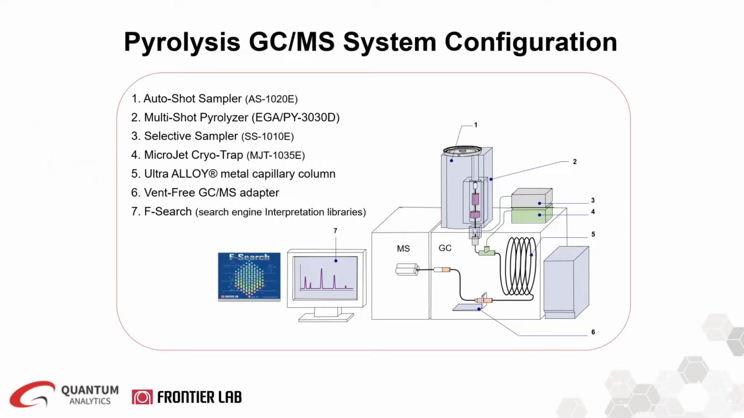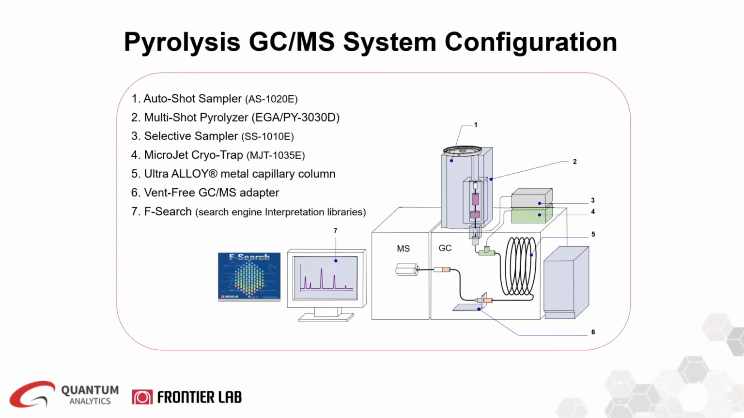Pyrolysis GCMS is a powerful and straightforward technique that utilizes a Frontier pyrolyzer as a programmable temperature inlet to a gas chromatography-mass spectrometer (GCMS) system. Here, as you can see, is the system configuration for pyrolysis GCMS. The pyrolyzer, shown as number 2, is directly connected to the GC injection port. There is no transfer line, there is no active site, and also no cross-contamination.